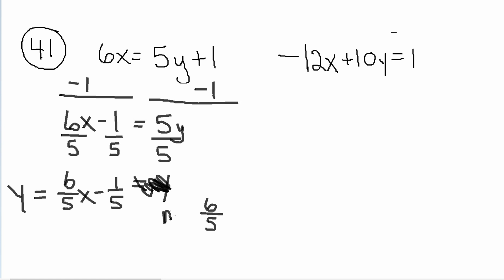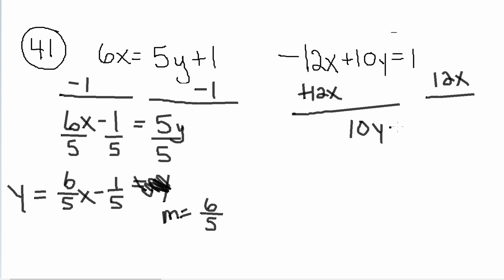Okay, m equals 6 over 5. Do the same thing over here. This one here, I'm going to add 12x to both sides. Add 12x. Well, I've got 10y equals 12x plus 1. Now I'm going to divide both sides by the 10.